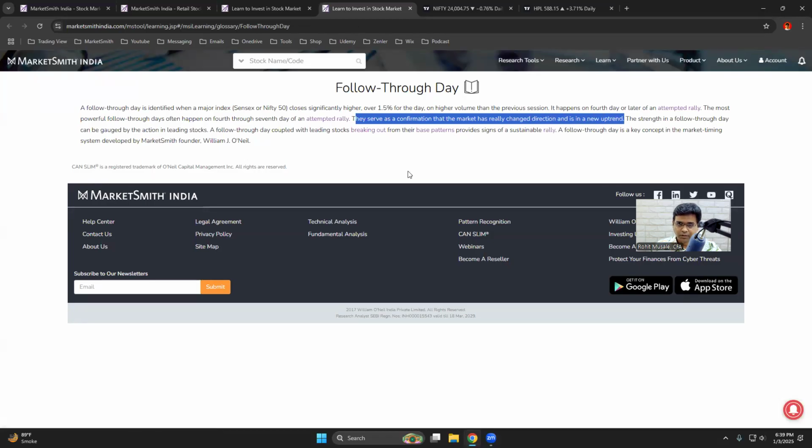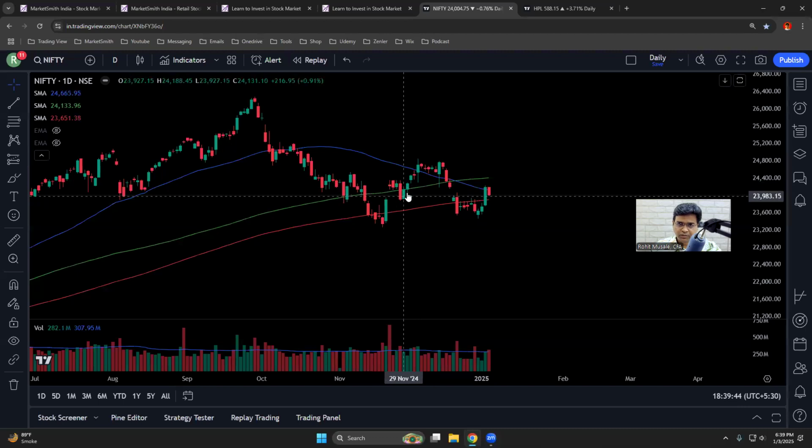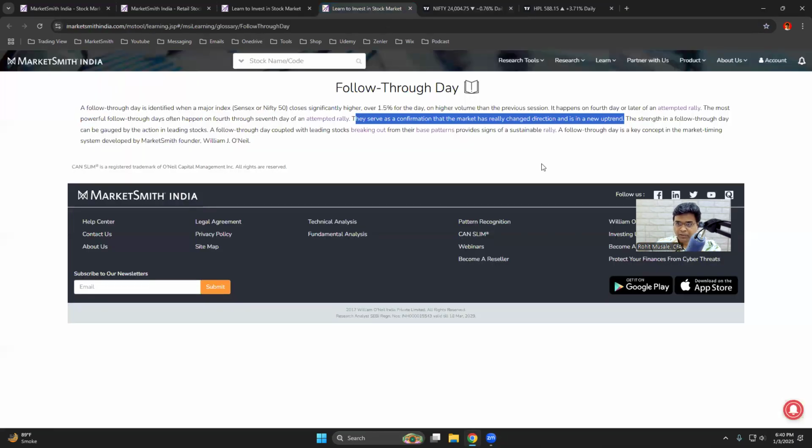So if in the fourth, fifth, sixth, and seventh day that 1.5% candle comes, they have found that looking at 100 years of data, whenever that candle comes in the fourth, fifth, sixth, or seventh day, the market really changes direction and goes into an uptrend. But that has not happened in the case of Nifty. So this is a warning to you. Okay, this is a rally that might not sustain. Based on what I understand, I'm telling you based on what I've understood.